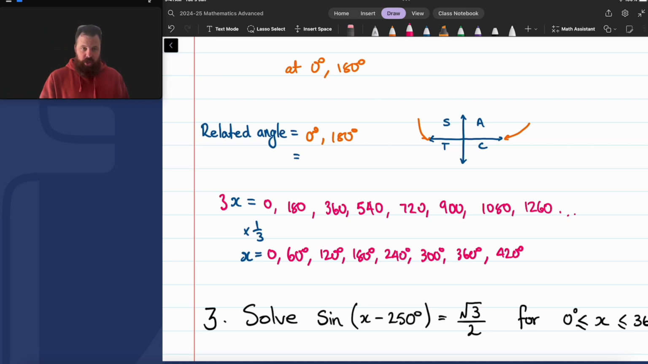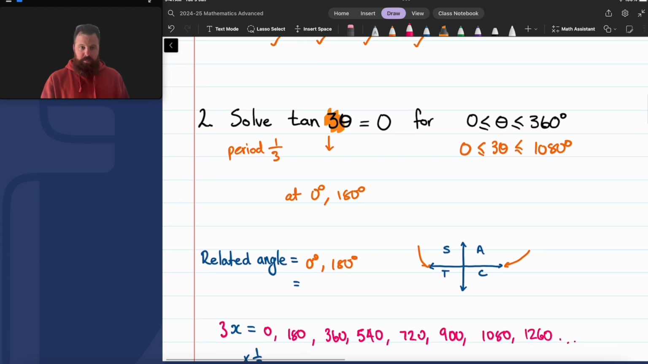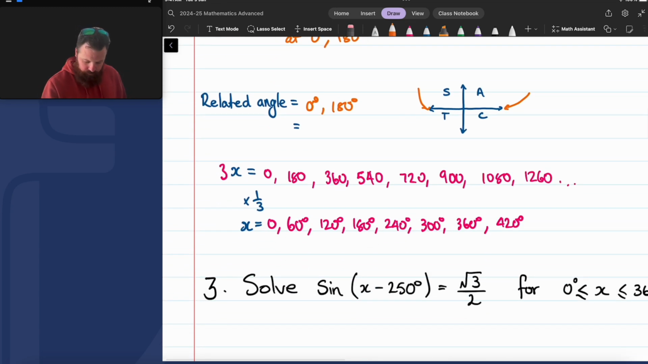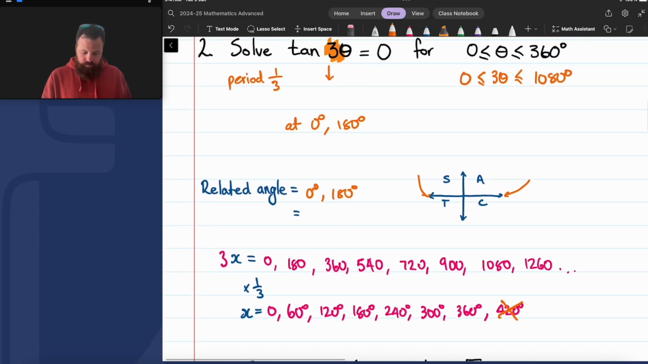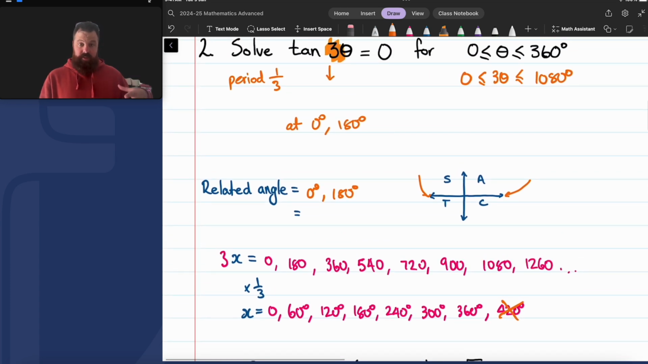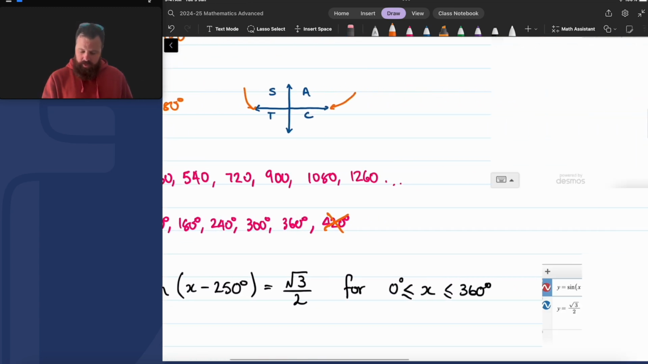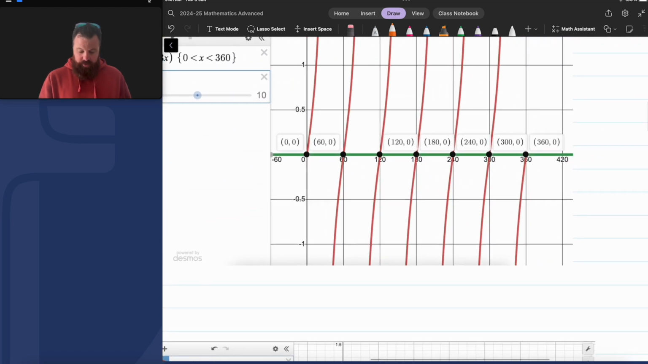Going back to my domain, what was my original domain? My original domain was from 0 to 360 and including it. So looking down, I'm going to kick 420 out of my solutions. It's not there. So the solution for x, when is 3 tan of 3 theta equal to 0? It's all those values there. And sliding across to the right, you can see lots of tan curves happening because of that compression, that dilation towards the y-axis, and there are all our solutions.